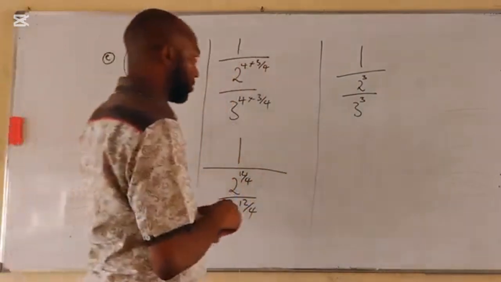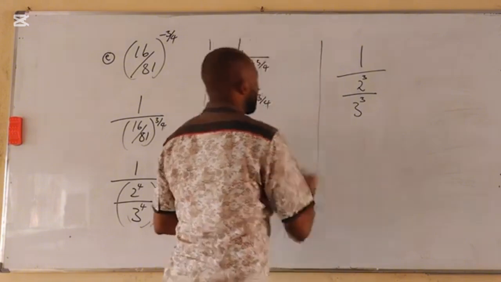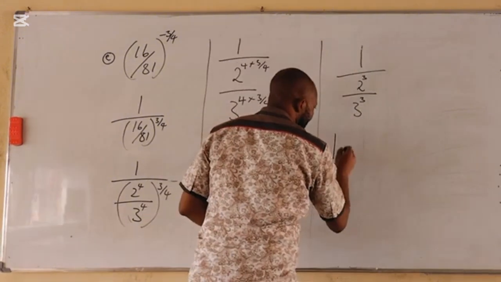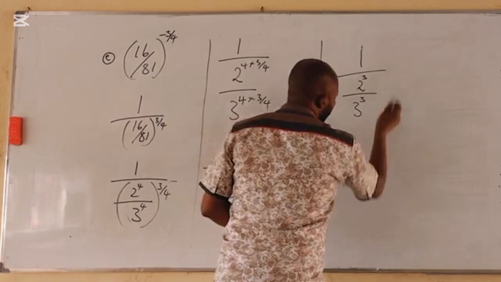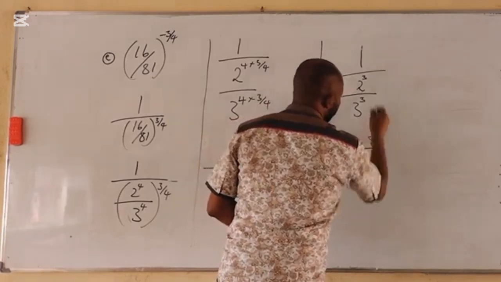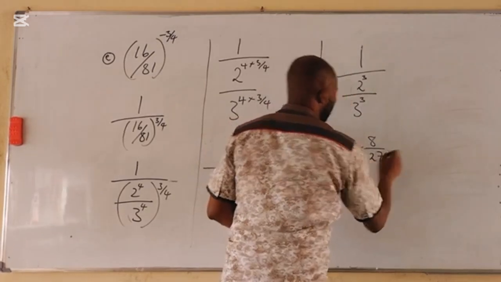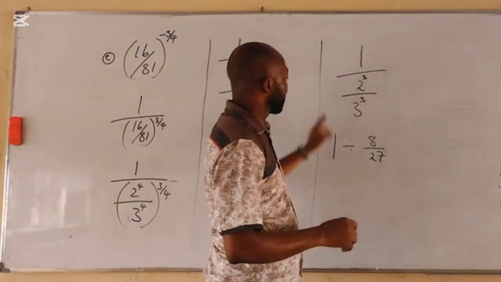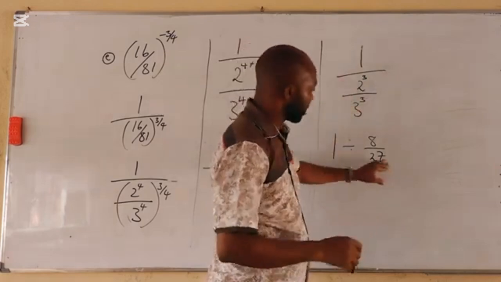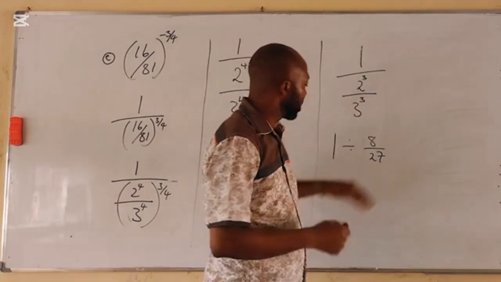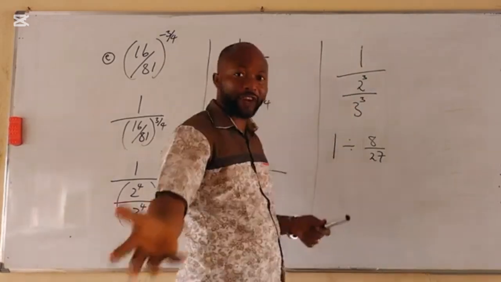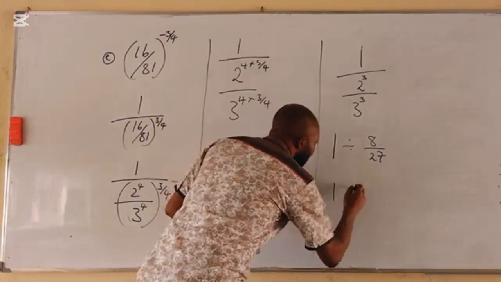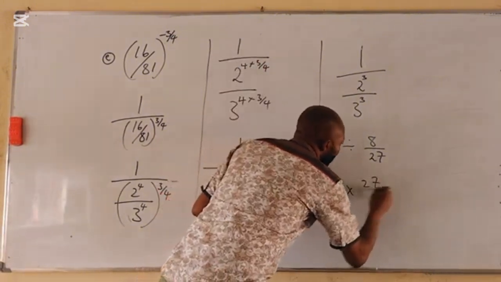Yes, we are not done. So this is 1 divided by this. So it's the same thing as saying 1 divided by 2 raised to the power 3 over 3 raised to the power 3, which is 8 over 27. This is it. 1 divided by this. We are good. So according to fraction rules, this becomes 1 times 27 over 8.